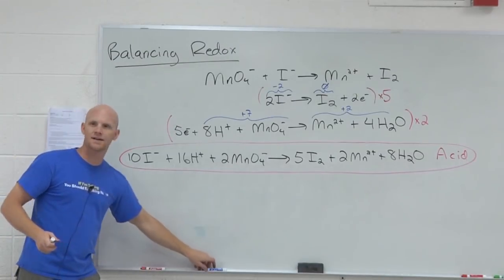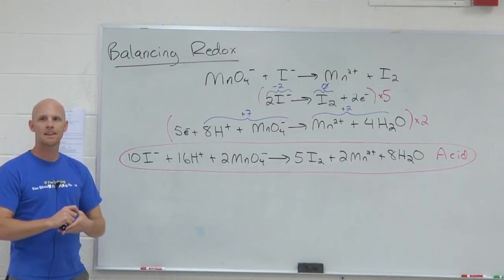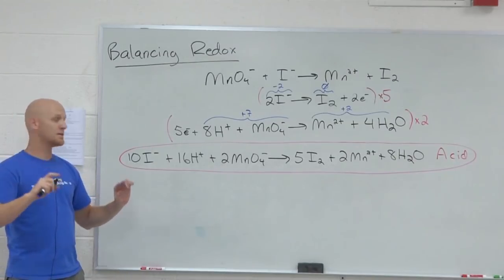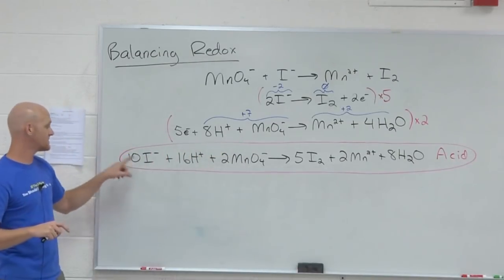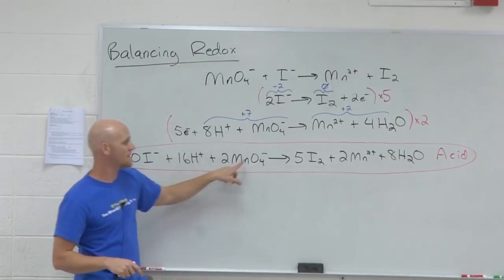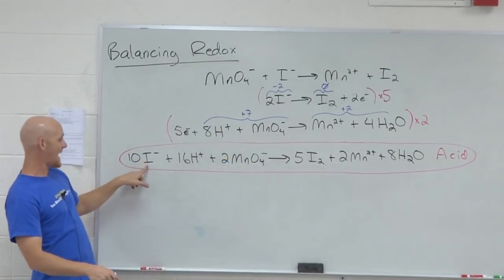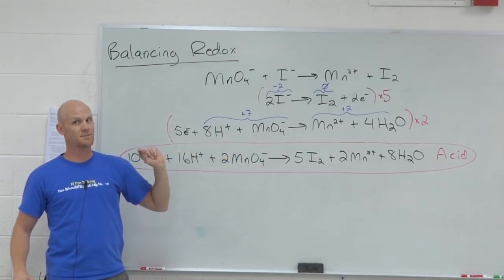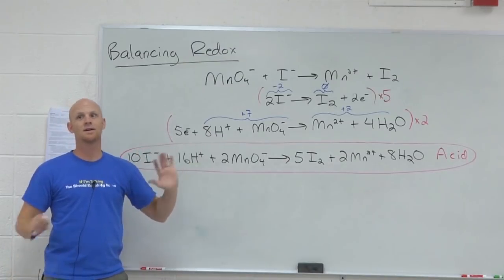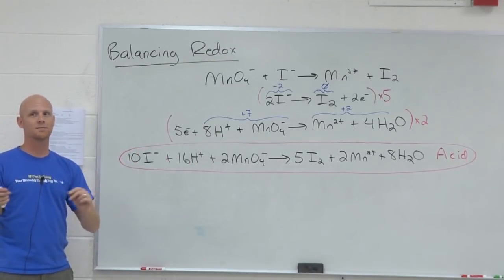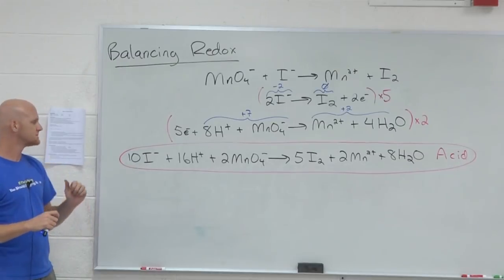Why doesn't the I disappear? What do you mean? Like, because there's 10 on one side and 10 on the other. Careful. The elements are always balanced. I have 10 I's and I have 10 I's. I have 2 Mn's, 2 Mn's. But are these exactly the same compound, form, element, ion? No. That's why they don't cancel. It's only when they're exactly the same in every way that they're going to cancel.